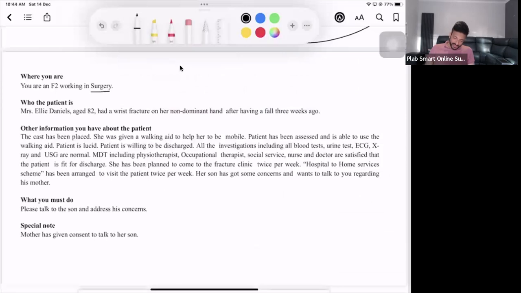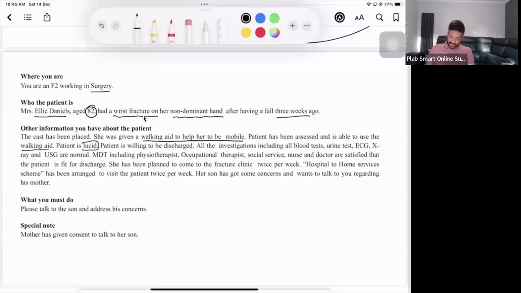Your FY2 in surgery, your patient is Ellie and she's 82, had a wrist fracture on her non-dominant hand after having a fall 3 weeks ago. The cast has been placed. She was given a walking aid to help her to be mobile. Patient has been assessed and is able to use the walking aid.